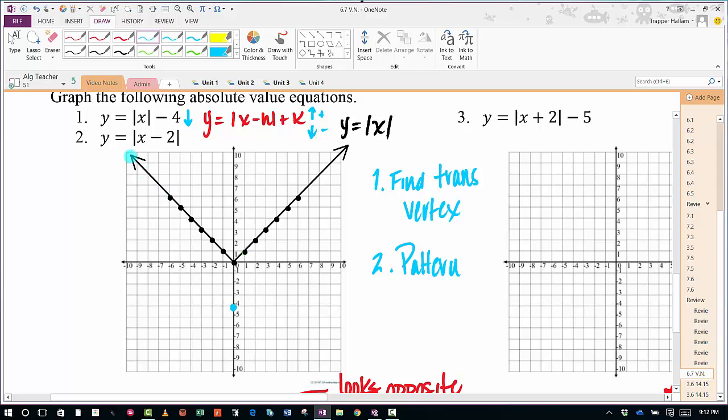So this black line is our parent function. Y equals the absolute value of x. We're going to take this same pattern. All we're going to do is scoot it down 4. And then we're going to make the same pattern.